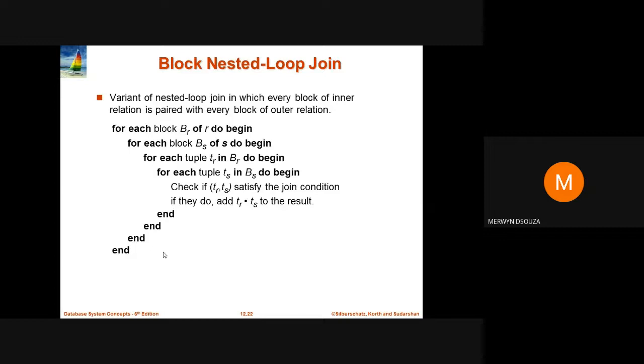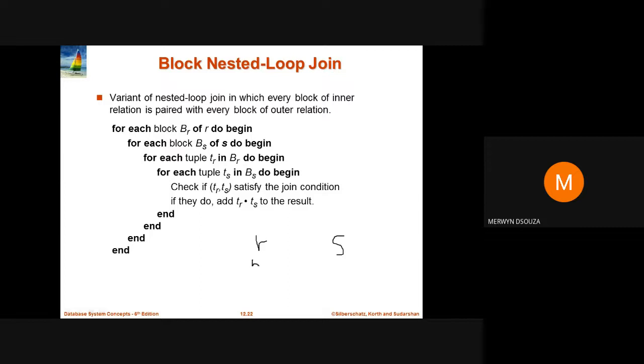So the next type of algorithm for join is the block nested loop join. It's a variant of the nested loop join. In the nested loop join, we were fetching the tuples and checking the joins based on the tuples. Here, we fetch the blocks of the two relations. Suppose we have two relations R and S, we fetch the blocks.